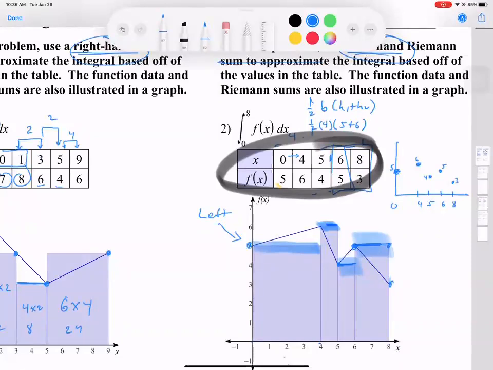If I choose the left side, that's going to be 5, right? Choose the left side, that's going to be 6. Left side is going to be 4. Left side is going to be 5. And ignore the 3. That's on the wrong side. And the bases are 4, 1, 1, 2.